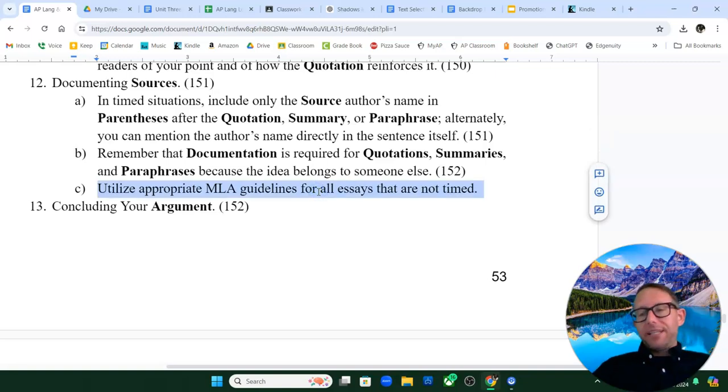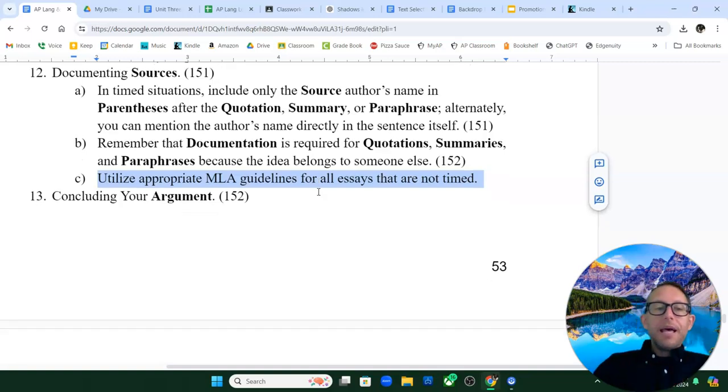And then, of course, obviously, if this weren't an AP Lang exam, you should be using all of the other MLA guidelines for those essays that aren't timed. So, case in point, we write a research paper in class. Yeah, well, in that case, yeah, you should be, of course, using all of the necessary MLA guidelines at that juncture, okay?